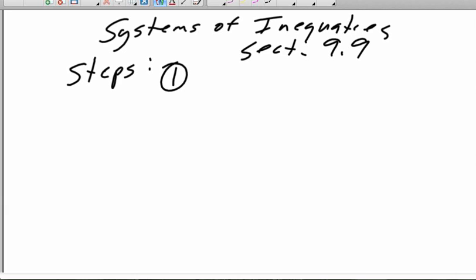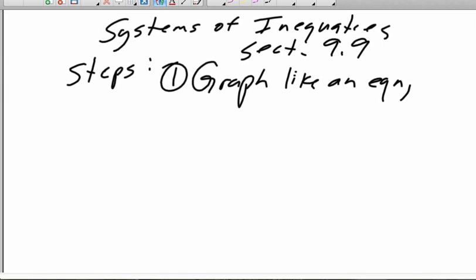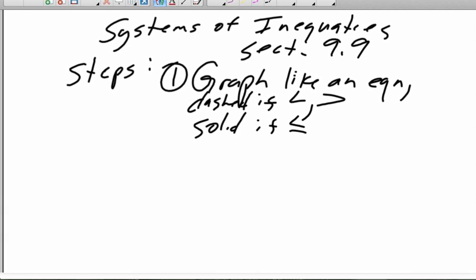Number one, graph like it's an equation, dashed if not equal to, solid if it is equal to. Okay.